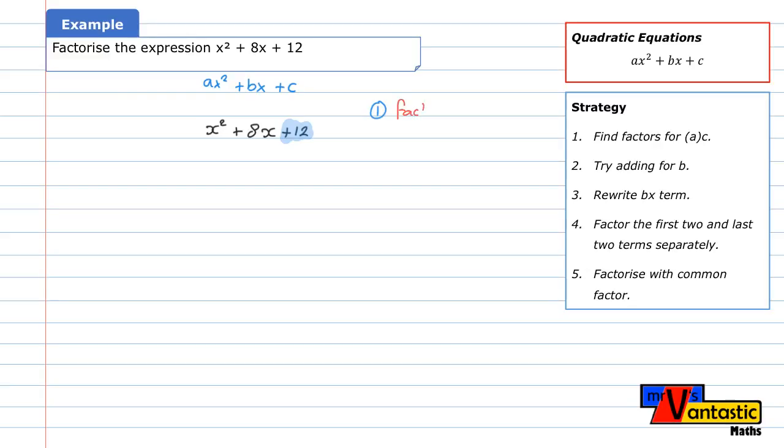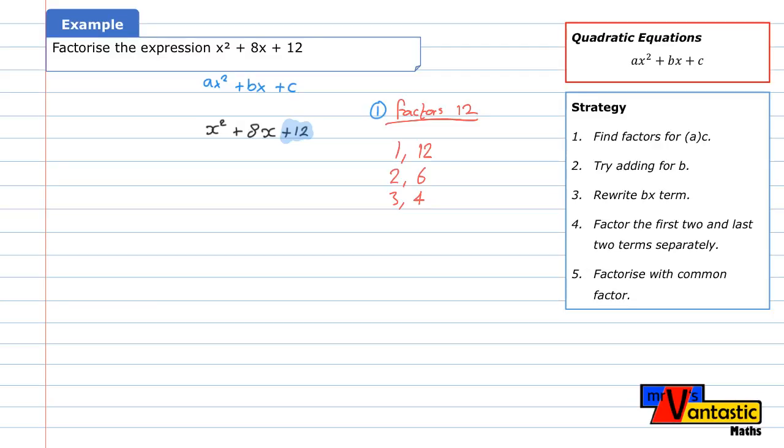Factors of 12. Now, you don't actually have to write this. You can do this in your head, or on a scrap piece of paper, whatever strikes your fancy. Obviously, 1 times 12 are factors. 2 times 6, 3 and 4 are factors, and all of the reverses.